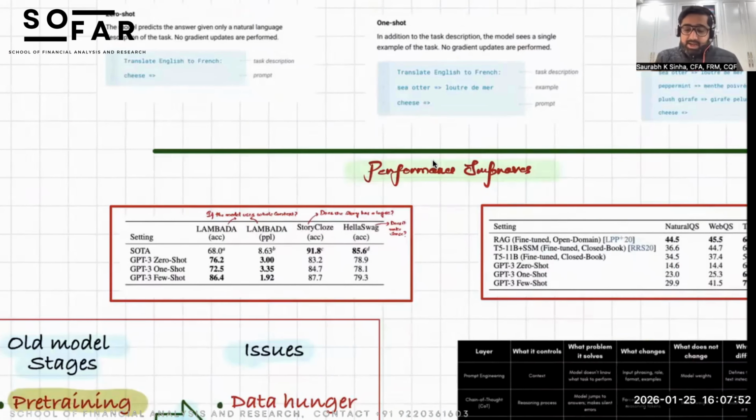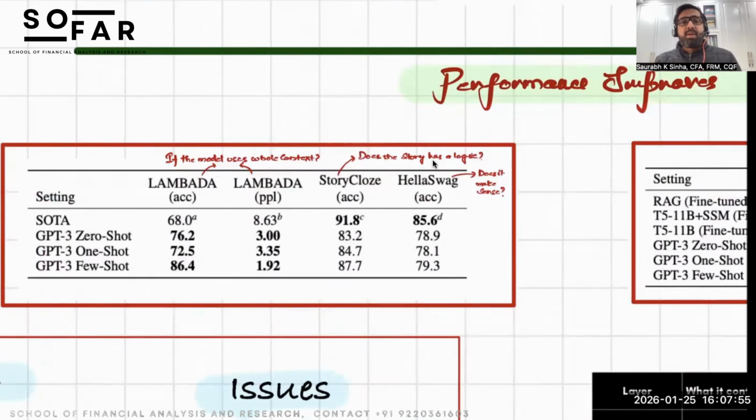So they tested the model: first GPT-3 zero shot, GPT-3 one shot, GPT-3 few shot. What is SOTA? At the time when this paper was written, that is 2020, SOTA was the best fine tuned model. So SOTA is the model which has pre-training and fine tuning both. Okay.